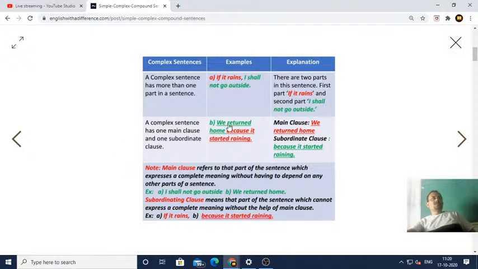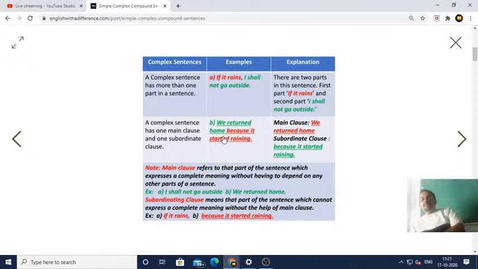In the second sentence, first part is we returned home, and second part is it started raining. These two sentences are connected by because. But you can see there are two independent sentences here: we returned home, it started raining. Two independent sentences, each expressing complete meaning.